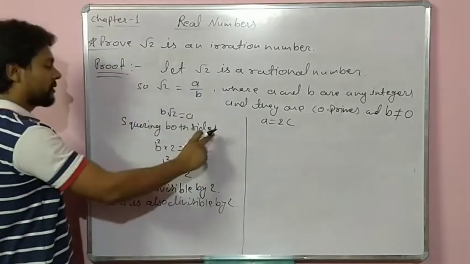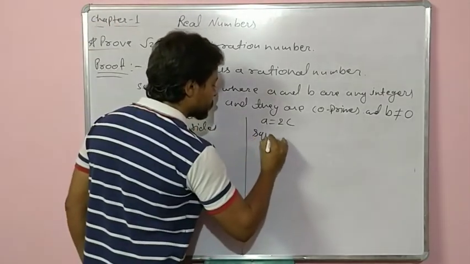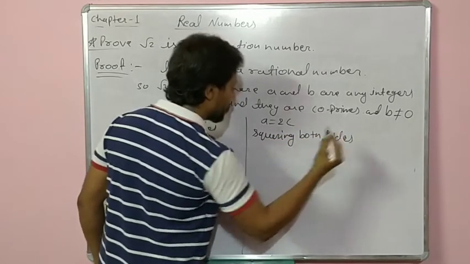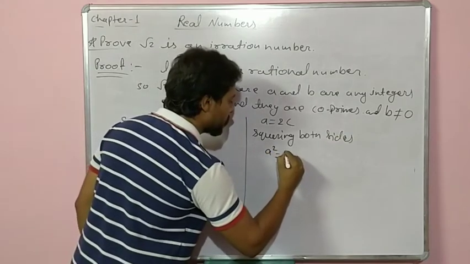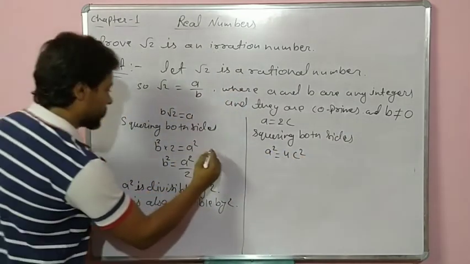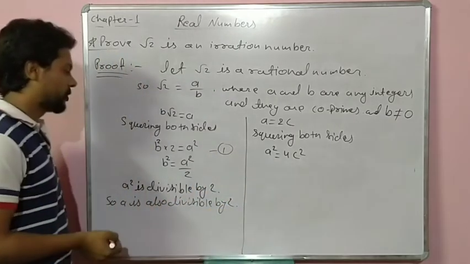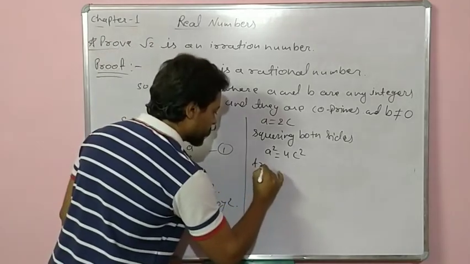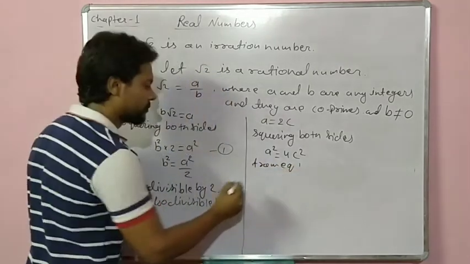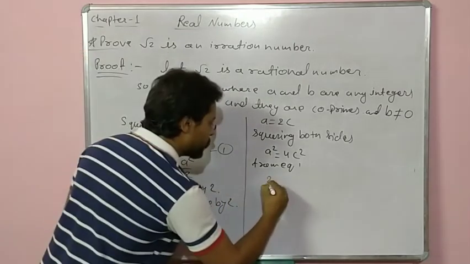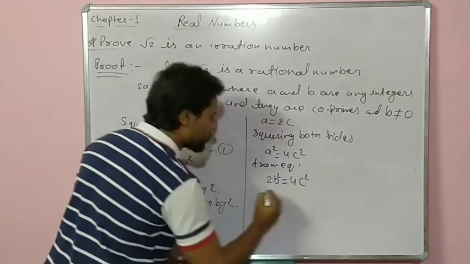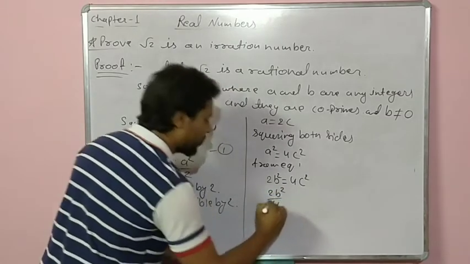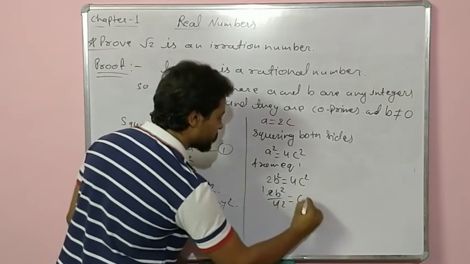Now what? The same method I will apply, squaring both sides. What I will get? A square equals to 4c square. Now that will be our equation number 1. Now I will substitute the value of a square from equation number 1 here. So 2b square equals to 4c square. Alright, so 4 will be in division, so 2b square upon 4, 2 1 is 2, 2 2 is 4, equals to c square.